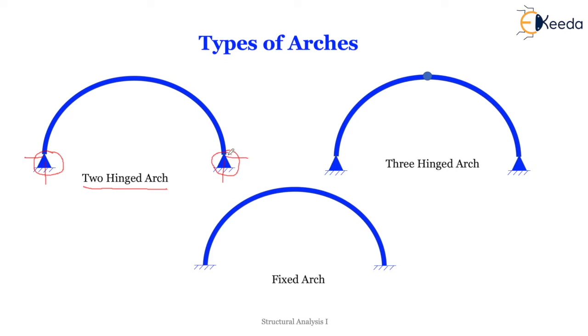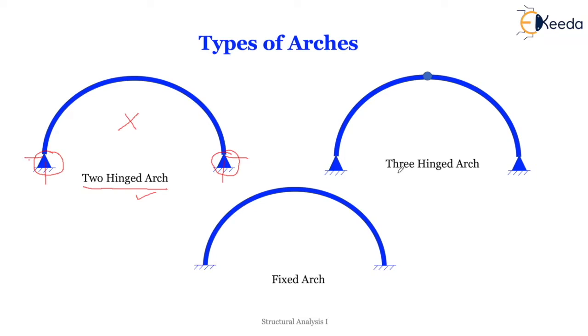When we see our equilibrium equations, we can see that there are four reactions. When there are four unknowns, this cannot be a determinate structure. It is not determinate. You will study it later. So in this topic, types of arches, this becomes an indeterminate structure.